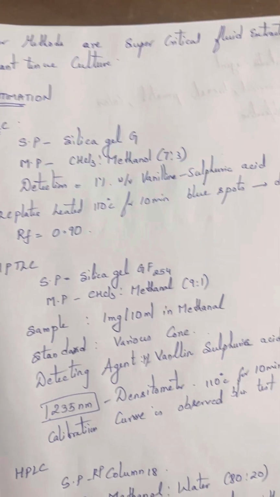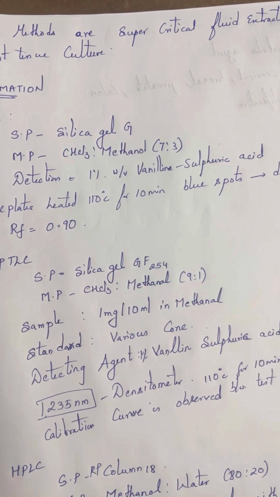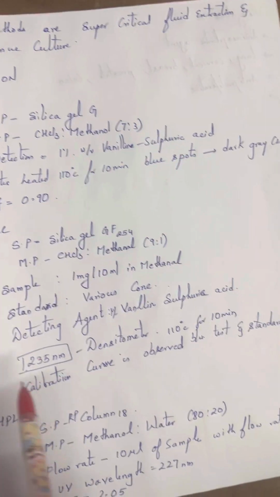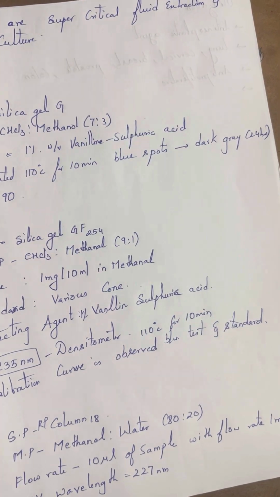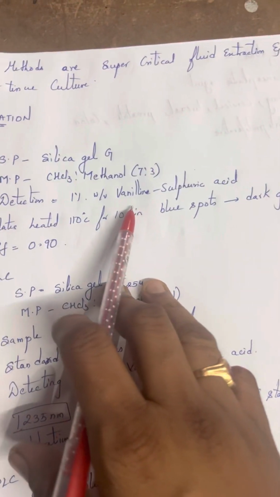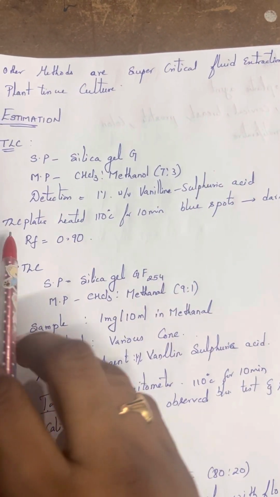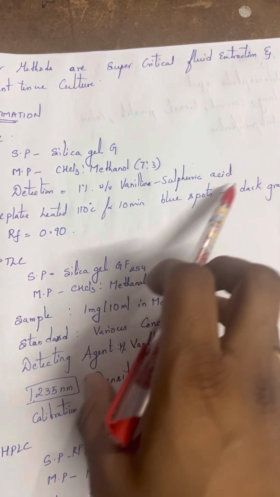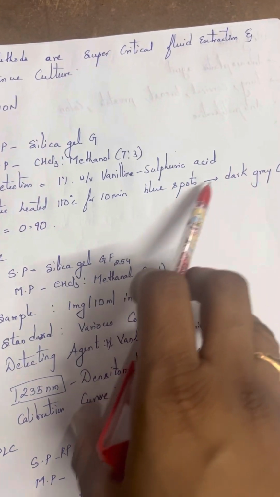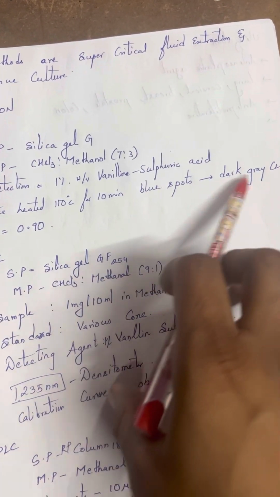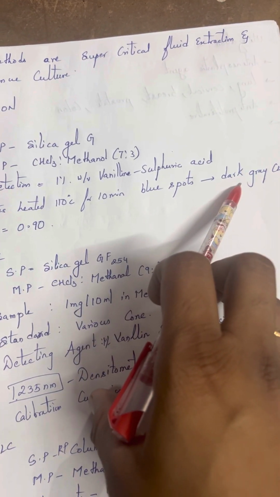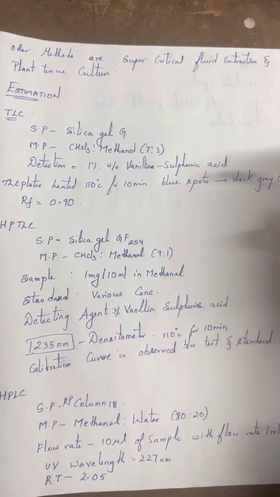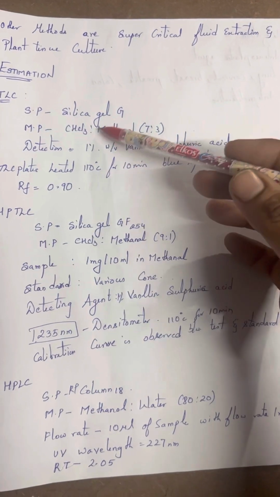In the earlier case where artemisinin was taken, we used anisaldehyde sulfuric acid, right? Here we have taken vanillin sulfuric acid. Next, the TLC plates are heated at 110 degrees centigrade for 10 minutes. Blue color spots are obtained, and after 24 hours, these blue spots convert into dark gray color. And the Rf value is about 0.90. That is about the estimation, the first one, TLC.